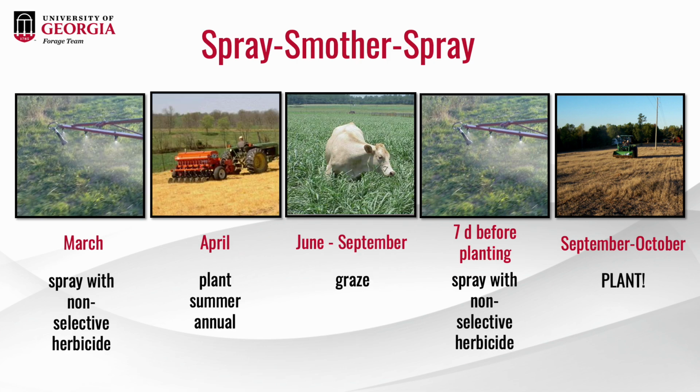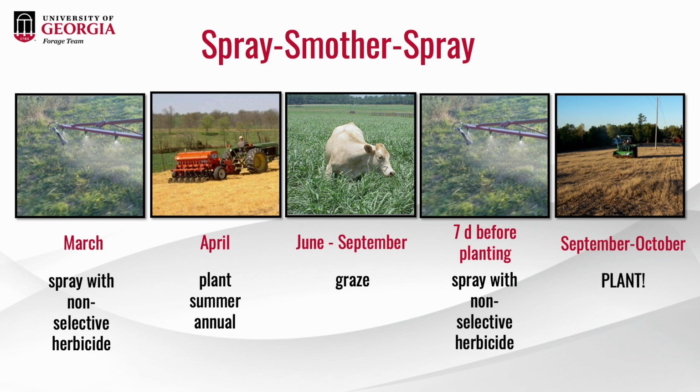The other option is a spray, smother, spray method. In general, we would recommend this method so that we get a really good kill on the toxic fescue compared to the spray plant method. So that means in the spring, we're going to come in with a non-selective herbicide.